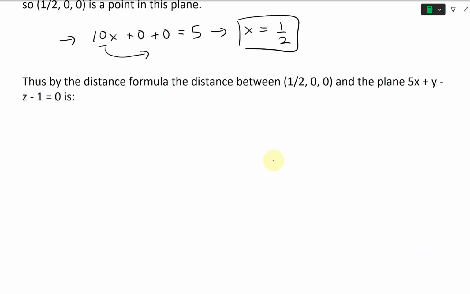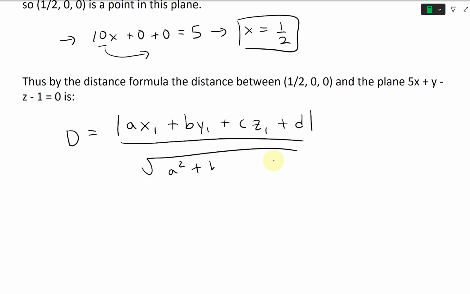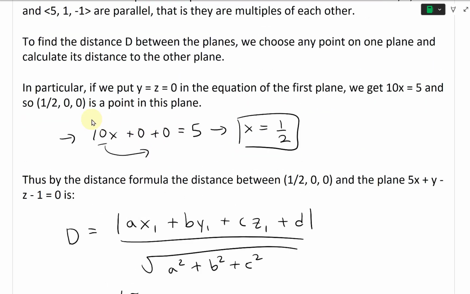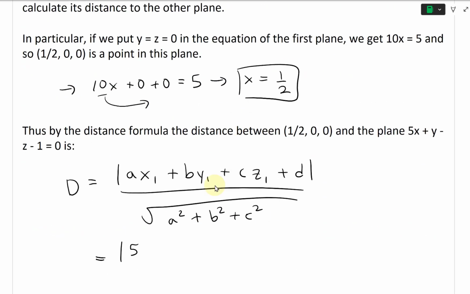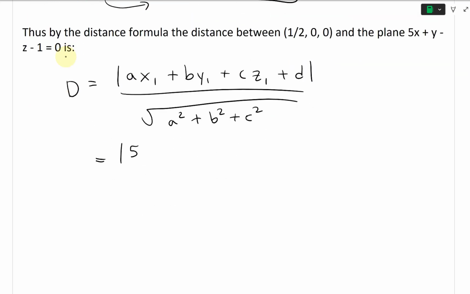Alright, so let's just plug this into the formula. We get d equals, let's write this whole thing out first, the absolute value of ax1 plus by1 plus cz1 plus d, over the square root of a squared plus b squared plus c squared. It's going to be on this plane, 5x plus y minus z minus 1 equals 0. So the a is just the coefficient in front of the variable, which is 5. And x1 is going to be the point on the first plane. This is the second plane, so we're getting a point on the first plane, which is (1/2, 0, 0). So it's going to be 5 times 1/2.